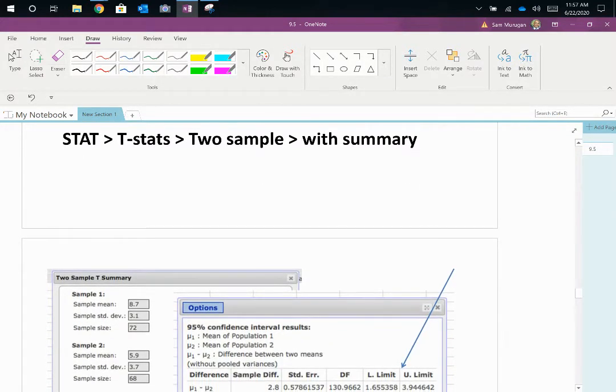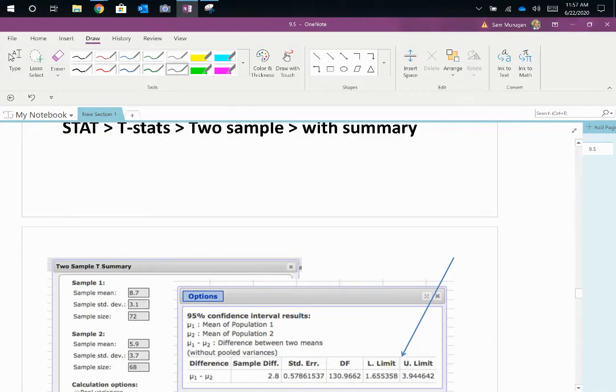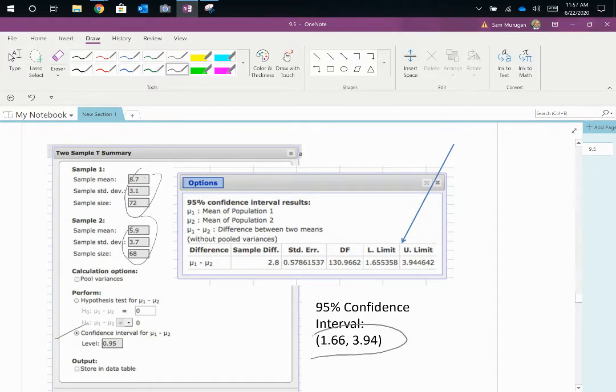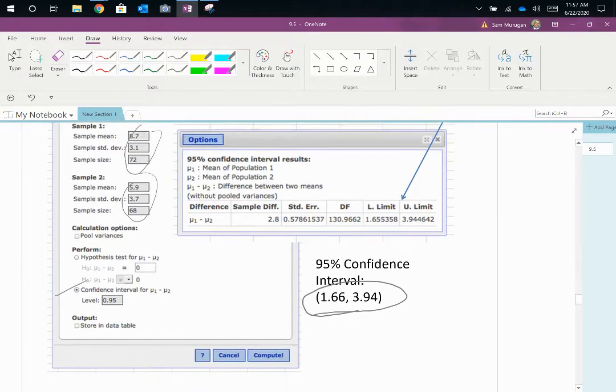Now, this is generally done using StatCrunch, especially if you have a lot of data. In StatCrunch, you would simply do two sample T summary or T data, whatever it is that you're doing. Put in your sample mean, sample standard deviation, and sample size for the first set of data. Sample mean, sample standard deviation, and sample size for the second set of data. Take your confidence level, and it gives the confidence interval as 1.66 to 3.94.